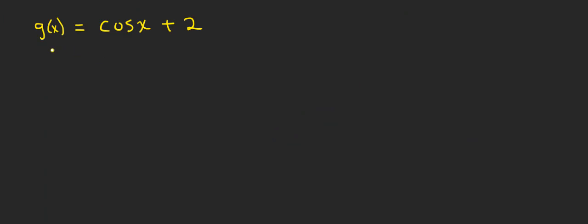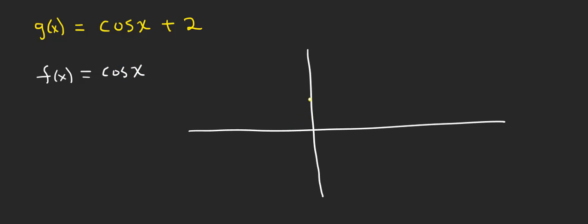So let's say you want to graph g of x equals cosine of x plus 2 without the graphing calculator. What would you do? First, you probably want to graph cosine of x. And that's pretty simple to do. Amplitude is 1. So you go all the way up to 1 and go down to negative 1. Period is 2 pi. So 0, pi over 2, pi, 3 pi over 2, and 2 pi.